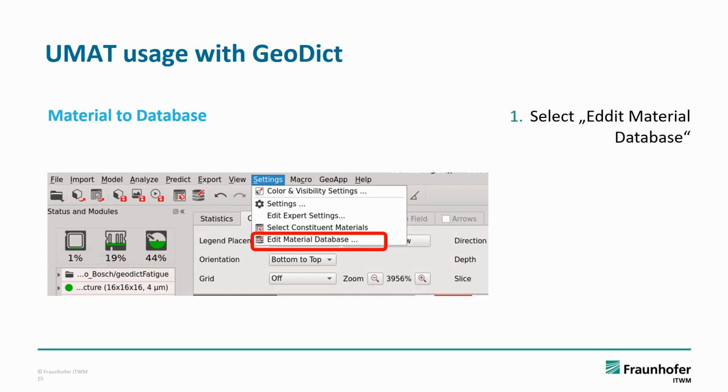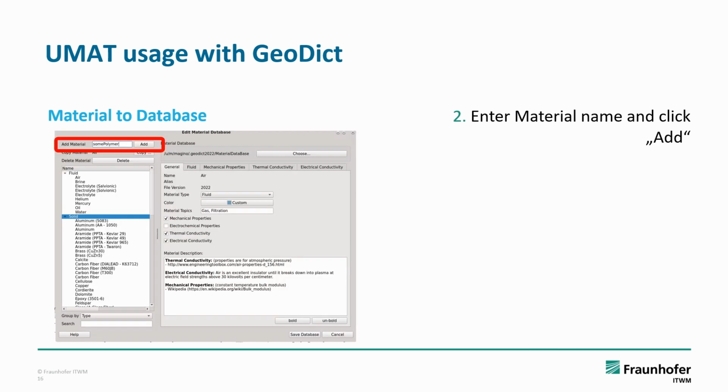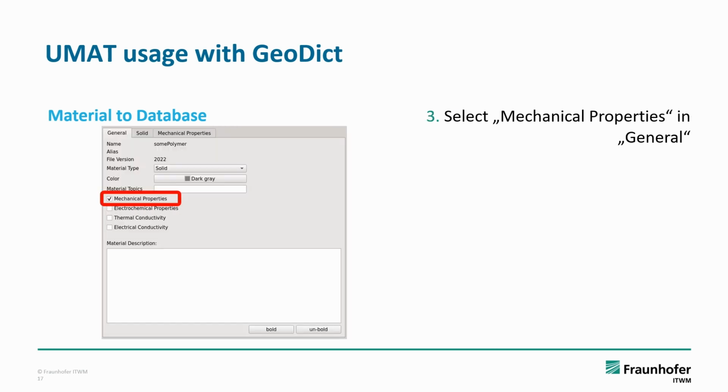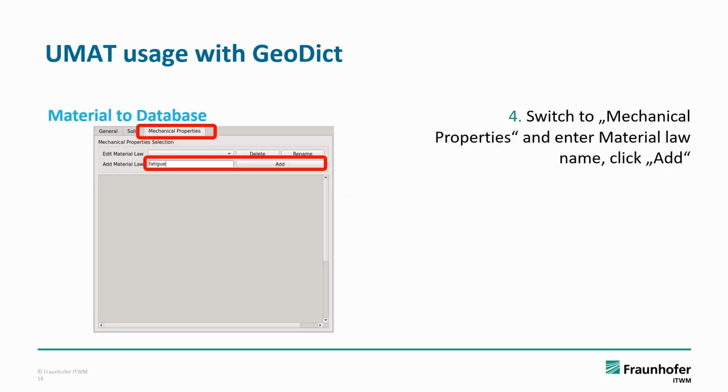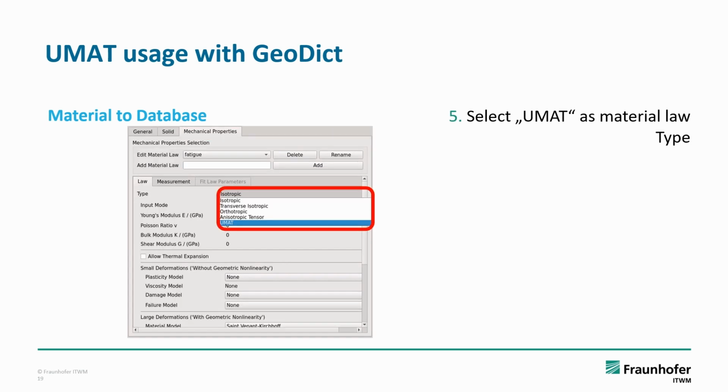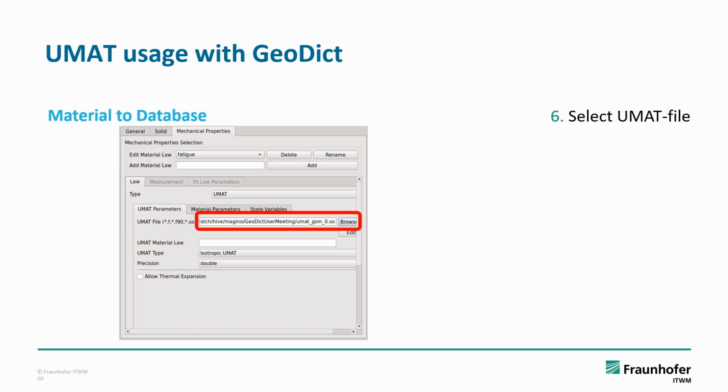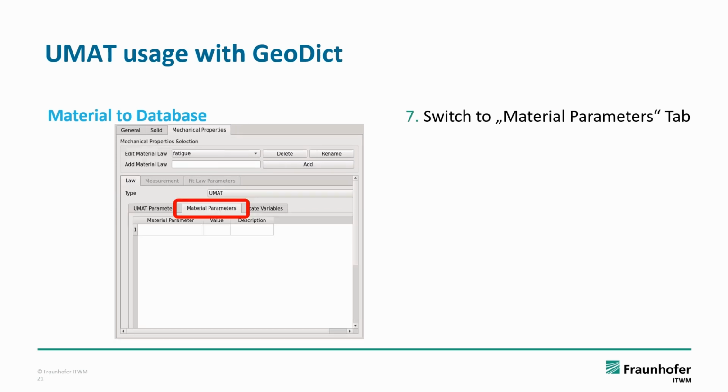And then we can add this UMAT file to a predefined material in the database of GeoDict. We start by going to Settings and Edit Material Base. We then enter the material name and click Add. Choose Mechanical Properties in the tab General. Switch to Mechanical Properties and enter the material name. And then select UMAT as a material law type. Now you can read the UMAT that you just compiled to this material as shown on the picture, and set material parameters in the tab Material Parameters.